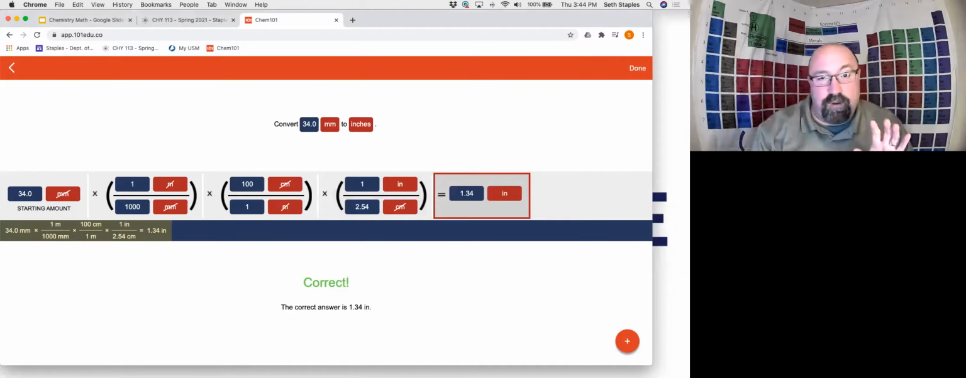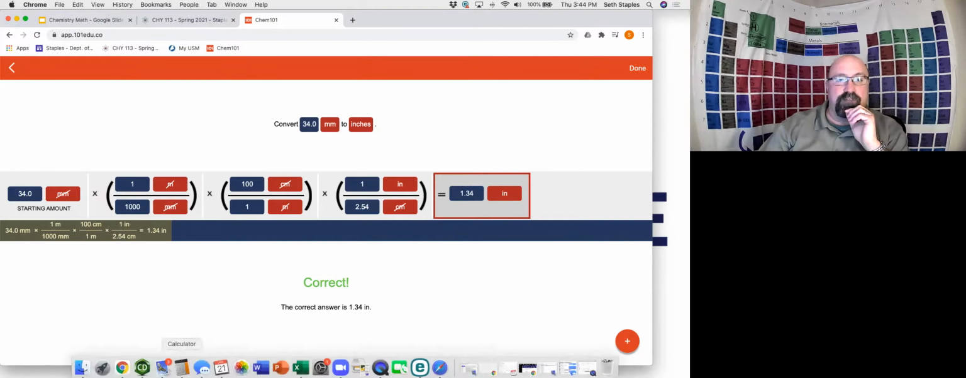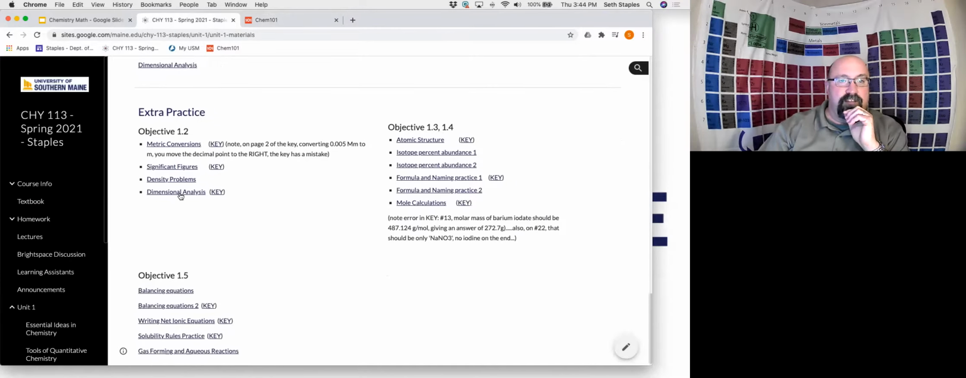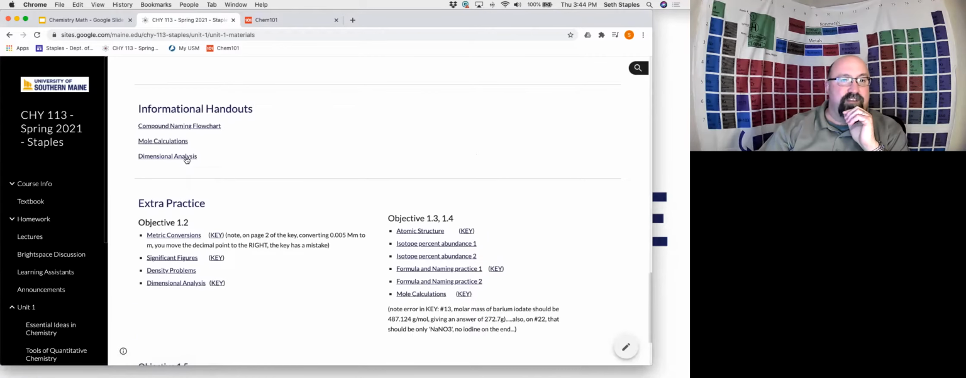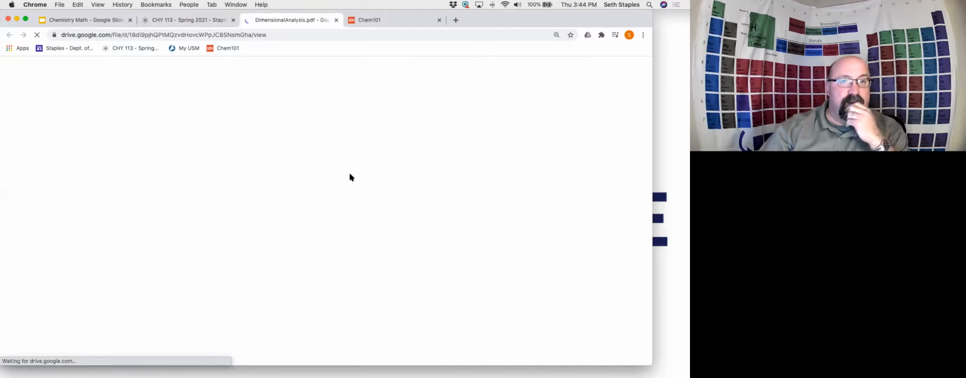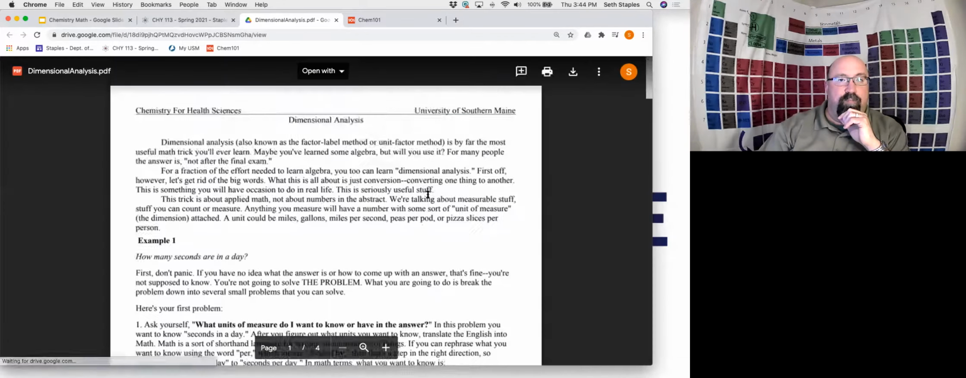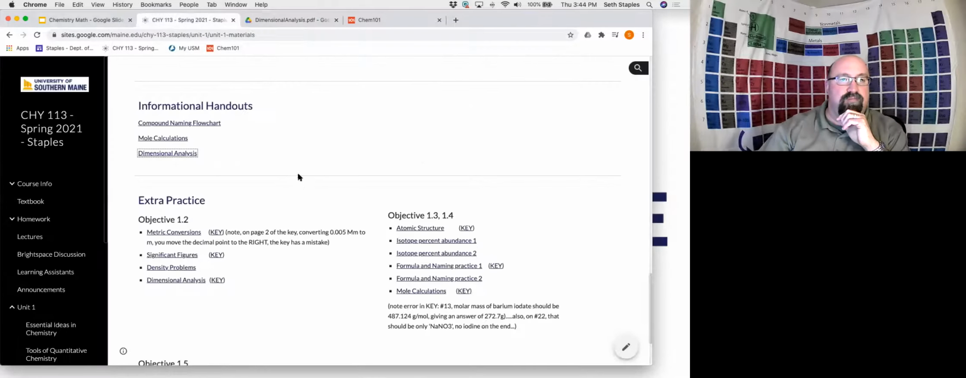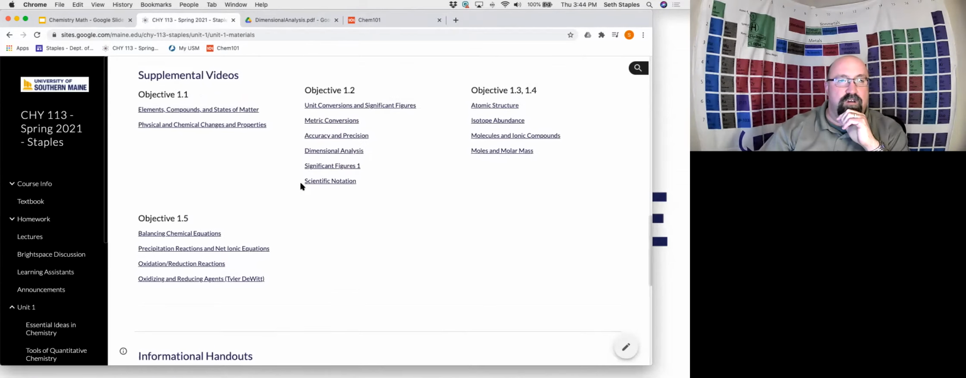Now, not necessarily real intuitive. Play with it a little bit as you're doing some of your homework. Play with your setups here and try to use that to help you out. As always, on the website there is some dimensional analysis extra practice. There's a nice handout here that talks about dimensional analysis, what it is, how we use it. And I'm pretty sure there is also an extra video on dimensional analysis as well. So lots of tools that can help you out.